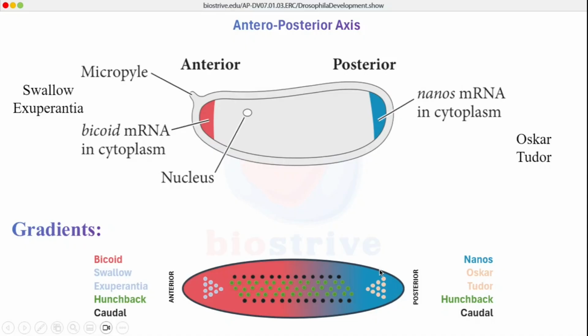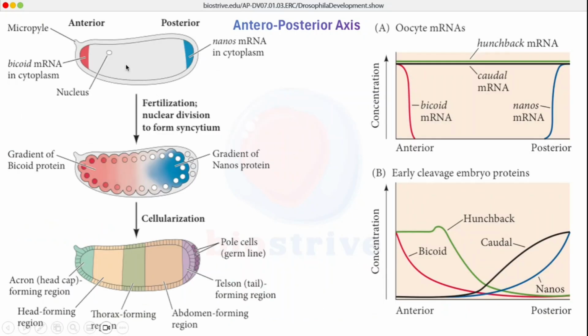There are two other proteins. One is this green one, which is hunchback, and the second one is this black one, which is caudal. These hunchback and caudal proteins are distributed all along the Drosophila developing embryo. What happens is the localization of bicoid and nanos and the uniform distribution of hunchback as well as caudal mRNA has already taken place. Now there is the event of fertilization which is taking place, and the sperm enters through the micropyle.